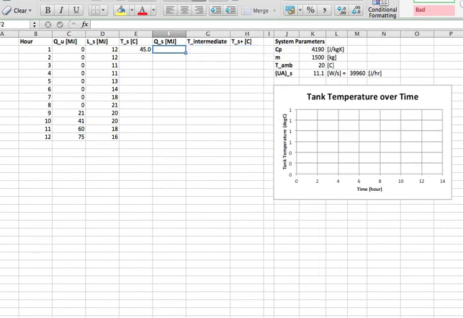Over here on the right, you can see I've set up the system parameters. Heat capacitance of the tank is 4190, mass of the tank 1500, ambient temperature is 20 degrees Celsius, and the heat loss coefficient is 11.1, which is equal to 39,960 joules per hour. So you have to change the units on that one because we're looking at hourly data.